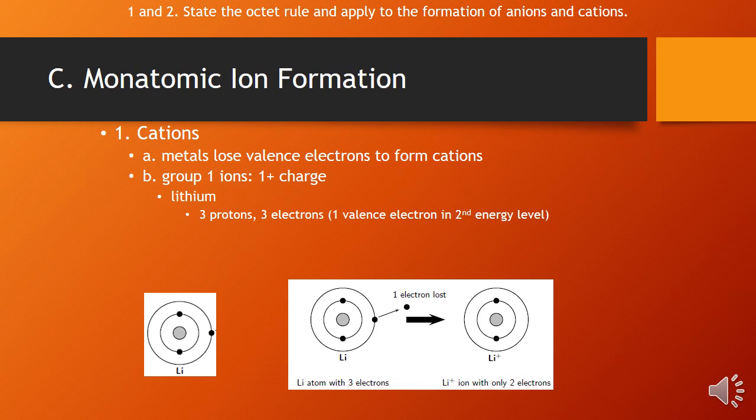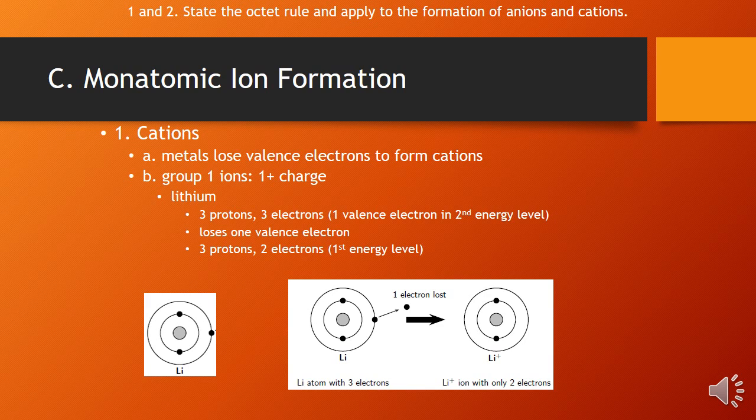So that's what happens. The lithium is going to lose the 1 valence electron, and then notice what we have here. We still have the nucleus, which would still have 3 protons in it, because nothing happened to those. We then have the 2 electrons in the first energy level, and now that second energy level is empty, because it lost its valence electron. So we lose the 1 valence electron.